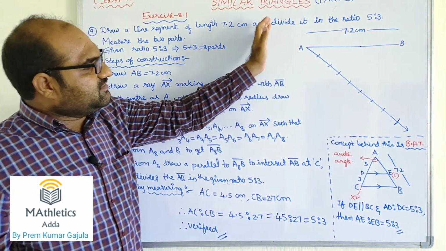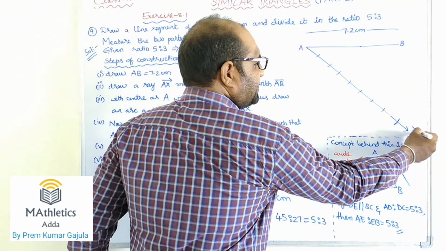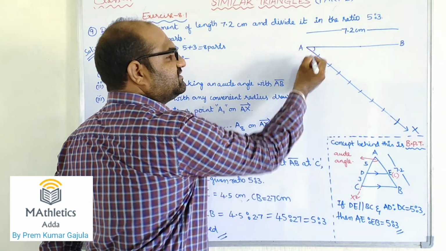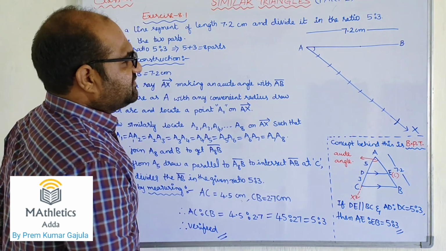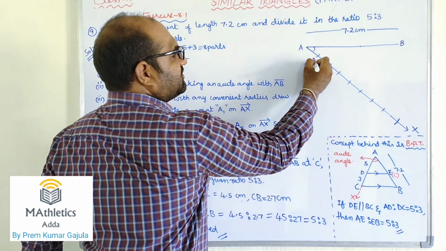The next step, you have to draw a ray, AX ray. What is that ray name? AX ray, which is making an acute angle. What should be this angle? This angle should be acute angle. Okay. Next, afterwards, you have to locate a point A1.